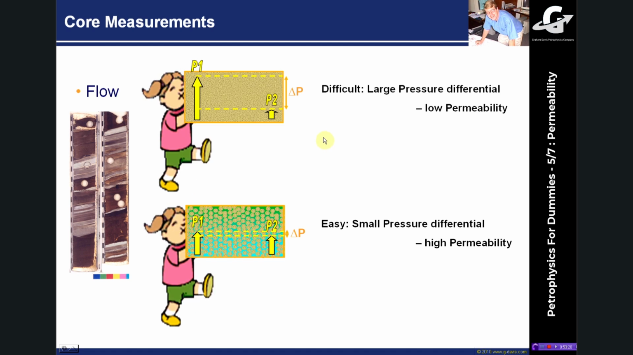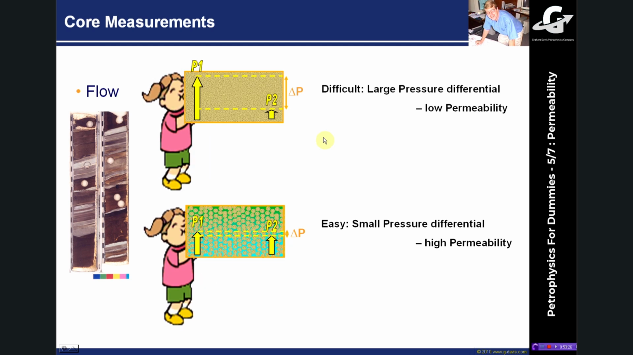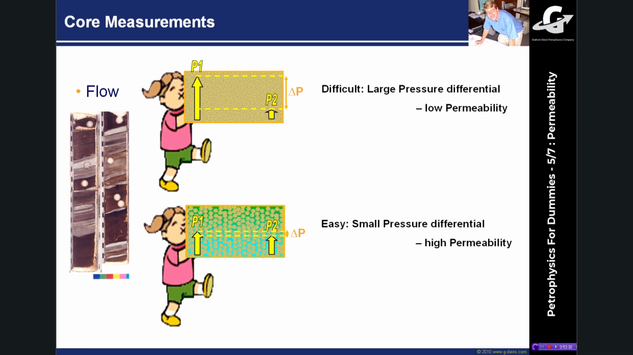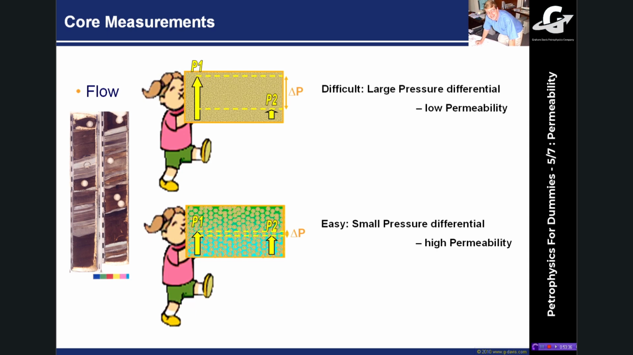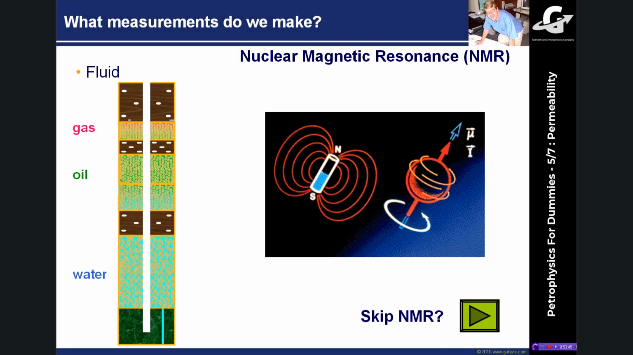Now that's a direct measurement, and as I've already said, it's quite difficult to get core everywhere, so a lot of our time is spent trying to find predictors of permeability from other measurements. And one of the other measurements that I'd like to talk about now, potentially, is the NMR measurement, which is often very good at providing estimates of permeability.